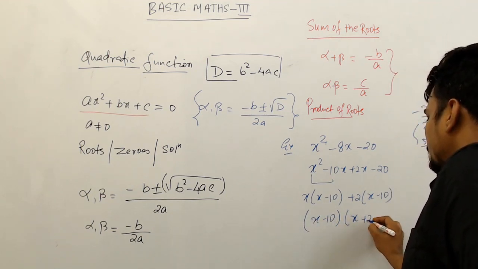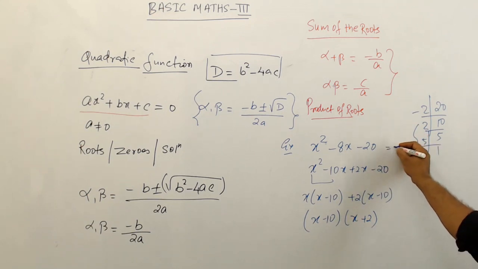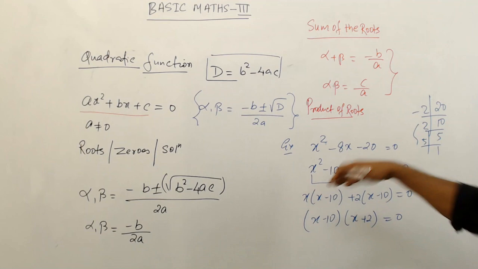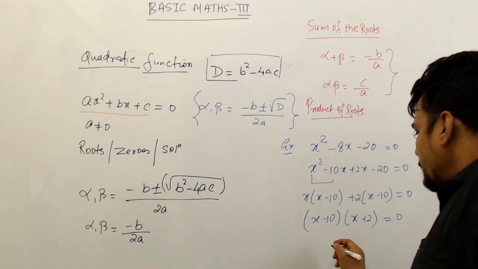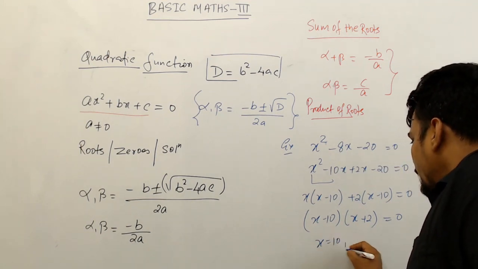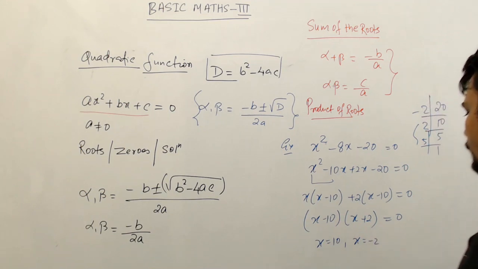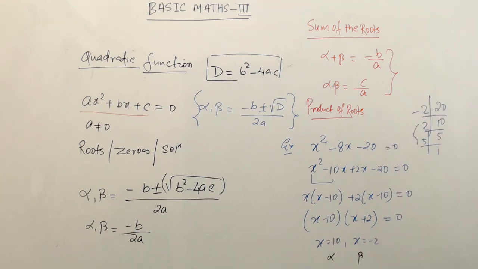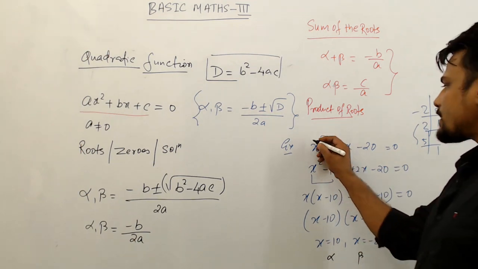If I equate this with 0, and I just want to find the value of x for which this polynomial becomes 0, then I should be getting how much? x equals 10 and x equals minus 2. Oh ho ho! What are these two values representing over here? They are nothing but your alpha and beta, you can assume. You can take otherwise also, beta and alpha, but I'm just taking them for a random reason. So alpha and beta. Okay, and these are the roots of this particular equation.